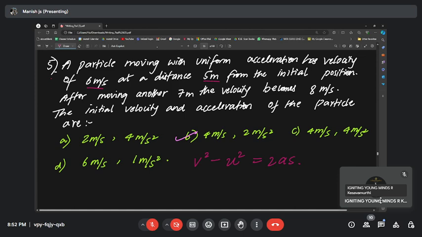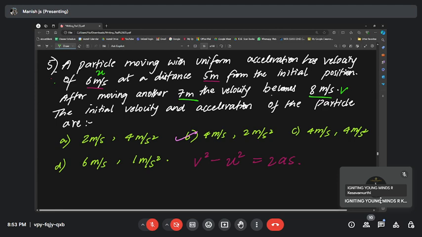So it is better to now go to the second part of the question, where we have some clarity. They're telling that after moving another 7 meters, the velocity becomes 8 meters per second. Now here you have some information. This is the second case. So now with certainty you can say your final velocity is 8 meters per second. Before 8 meters per second it was 6 meters per second, that we know for sure. Therefore my initial velocity u is 6 meters per second, and the final velocity v is 8 meters per second.